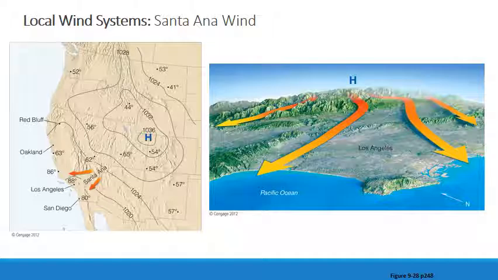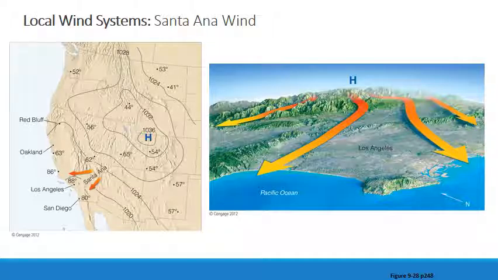Chinooks are sometimes viewed as beneficial to ranchers east of the Rockies because they keep the grasslands clear of snow during much of the winter. However, that benefit is offset by the loss of moisture that the snow would leave to the land if it remained until the spring melt.